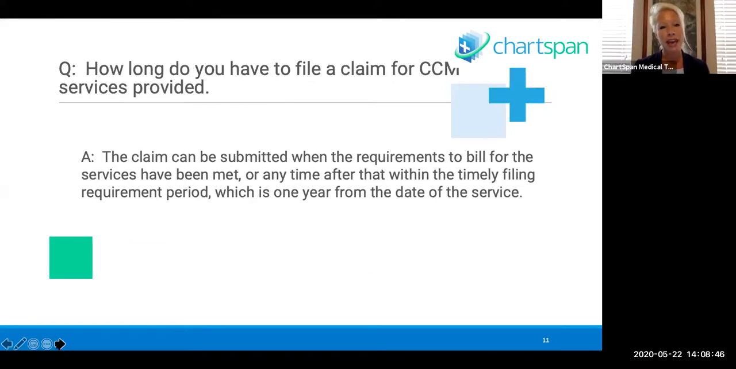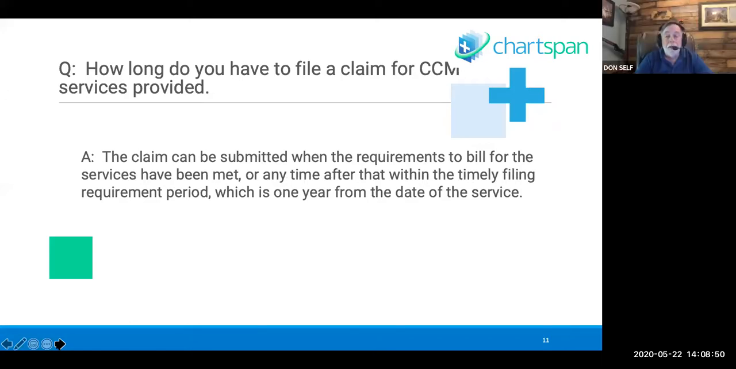And how long do you have to file a claim for CCM to Medicare? Medicare, and a lot of people don't understand this, but Medicare has a 1-year filing period. During President Obama's term, he did a change on that and made it 12 calendar months for all Medicare Part B. Now the question comes up, what about Medicare Part C?